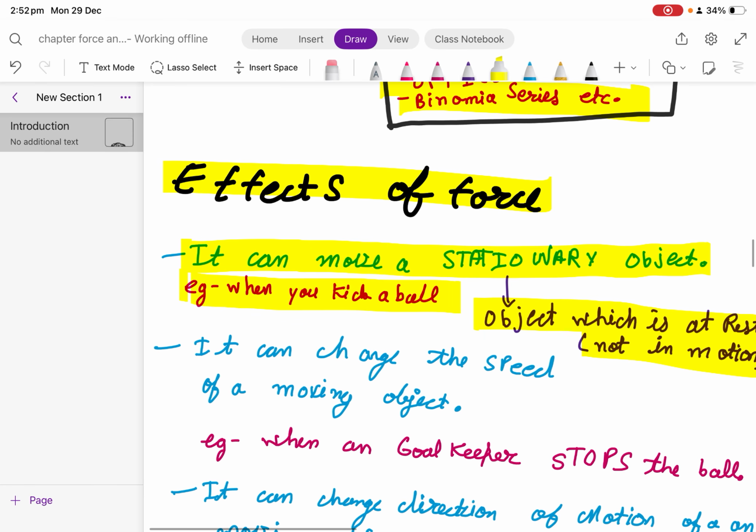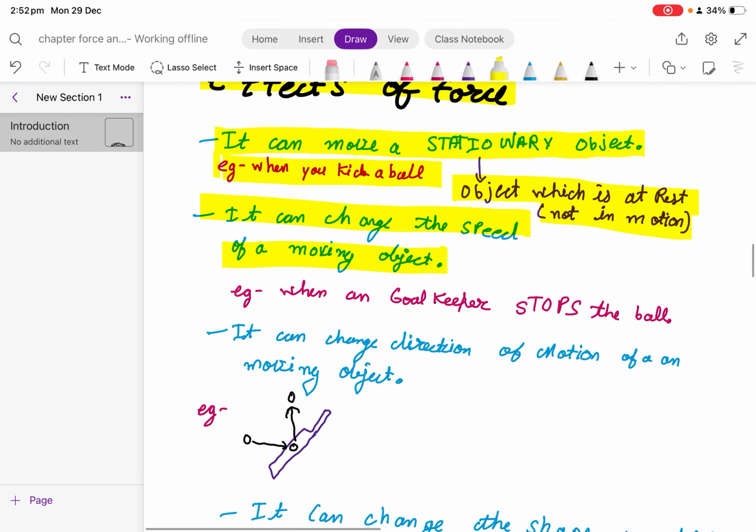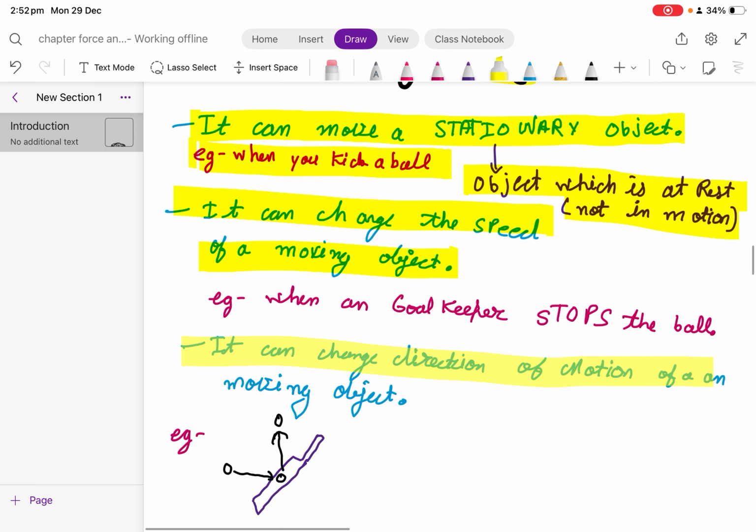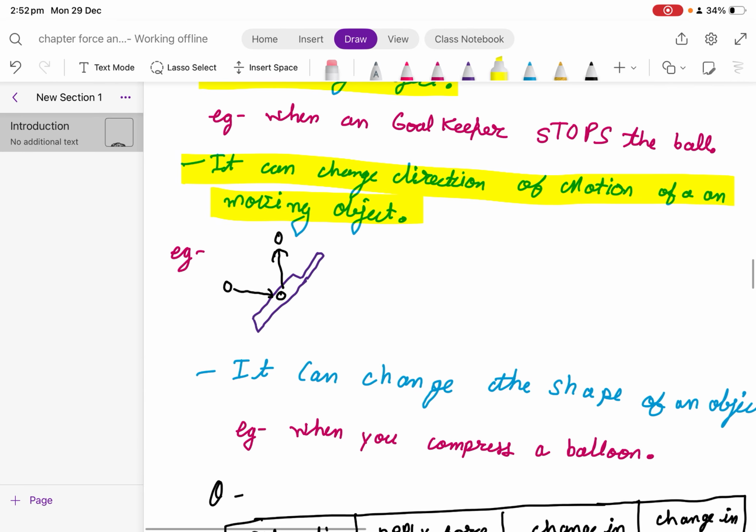It can change the speed of a moving object. Example, when a goalkeeper stops the ball, he doesn't stop the ball immediately. The ball slows down on his hands and then eventually stops. It can change the direction of motion of a moving object. When the famous cricketer Virat Kohli hits the ball, it changes its direction. It goes out of the stadium.